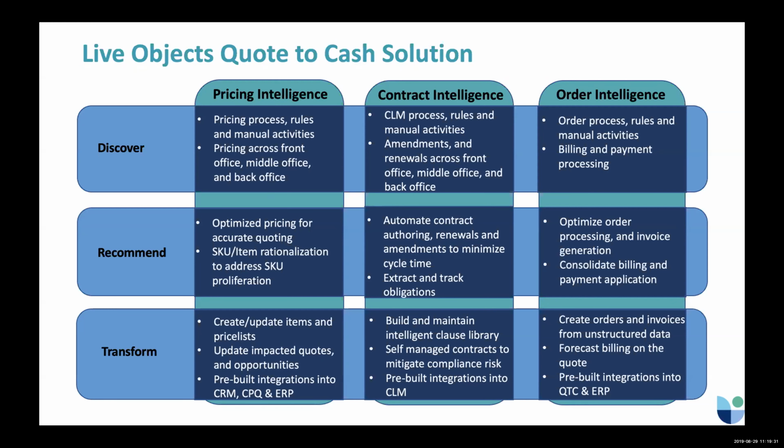Again, when we were implementing this for some of our customers, they have been using multiple innovative ways to solve their quote-to-cash problems. So these are the 3 main components of our quote-to-cash solution: discover, recommend, and transform across pricing, contract, and order management, right?